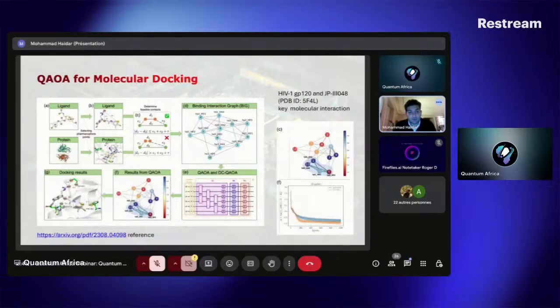Therefore, 1 and 11 and 0 and 6 are the most important interactions. We compare them with the classical docking results and say, okay, how much do our results reach the optimal solution? Because, of course, in the classical computer you can know the solution, but here we are trying to validate the algorithm itself.